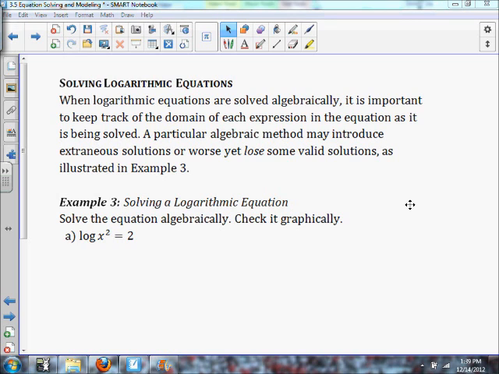Now, when logarithmic equations are solved algebraically, it's important to keep track of the domain of each expression in the equation as it's being solved. A particular algebraic method may introduce extraneous solutions, or worse yet, lose some valid solutions, as illustrated in example 3.